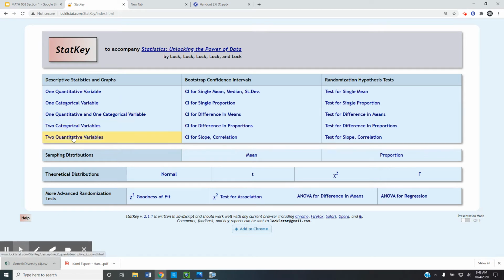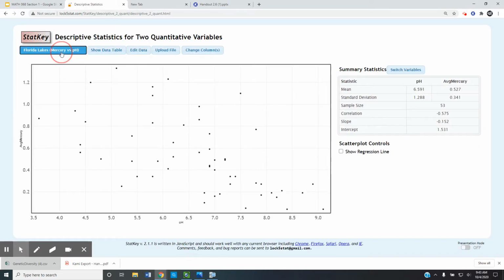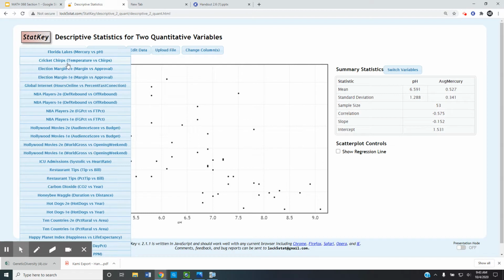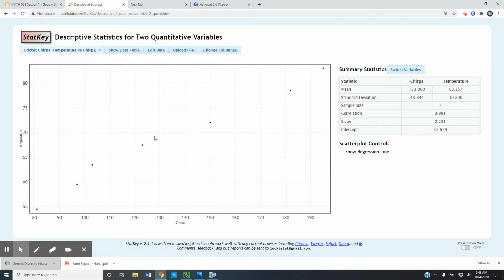So if I'm looking at two quantitative, and I think cricket chirps are probably in the data set. It's the second one down. You'll notice here's the same data that's being presented to you by me. And if you show the regression line, it shows that line of that trend. Also notice in the bottom right-hand corner, three very, very important things. A correlation coefficient of 0.991, very, very strong and positive. A slope of 0.231, and a y-intercept of 37.679.